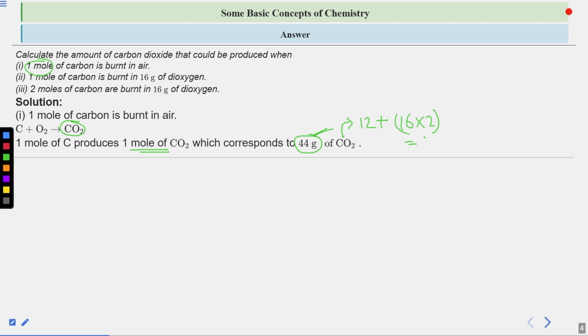Again, I am repeating it. We are being asked that if we are burning 1 mole of carbon, what amount of carbon dioxide we will get. According to this equation, you must know this equation: if you burn carbon, you will get carbon dioxide. So 1 mole of carbon will burn with 1 mole of oxygen to give 1 mole of carbon dioxide. And in 1 mole of carbon dioxide, we have 44 gram. This can be calculated with the help of molar mass. Okay. Clear? Moving on further.